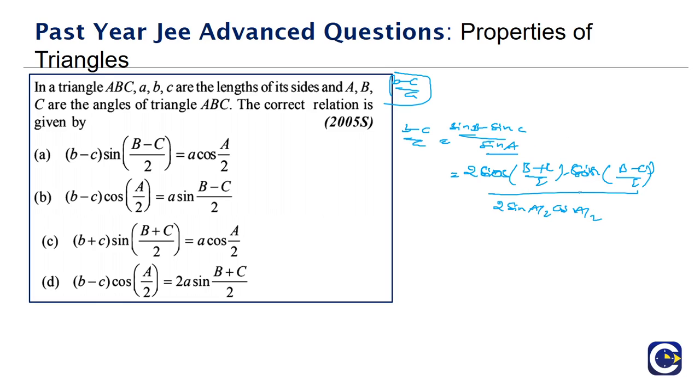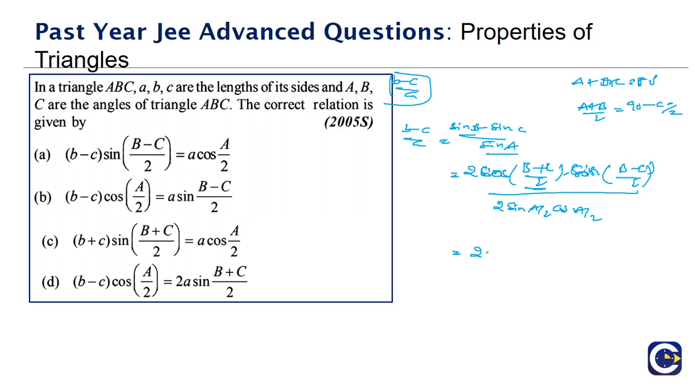If we proceed from this, we know that angle A plus angle B plus angle C is equal to 180 degrees in a triangle. So (A plus B) by 2 is equal to 90 minus C by 2. So from this, if you apply sine of (A plus B) by 2 and simplify, what you'll get? Sine of (A plus B) by 2 will be equal to cos of C by 2. So I'm applying the same here.